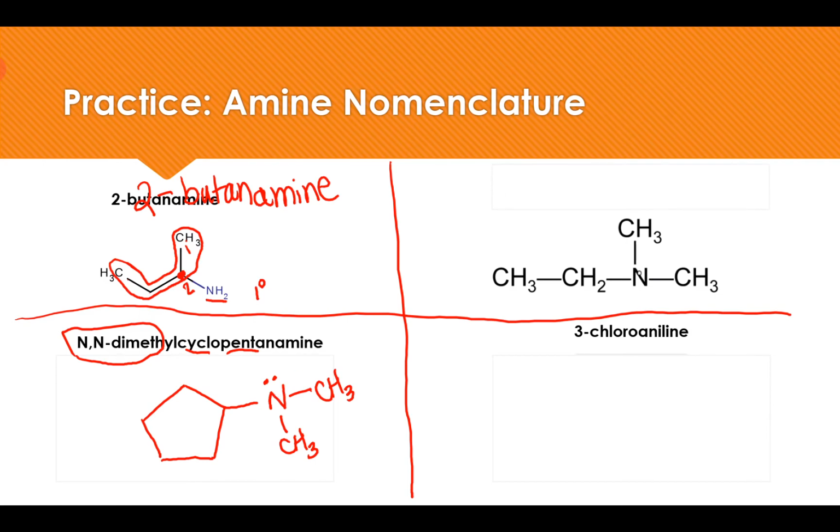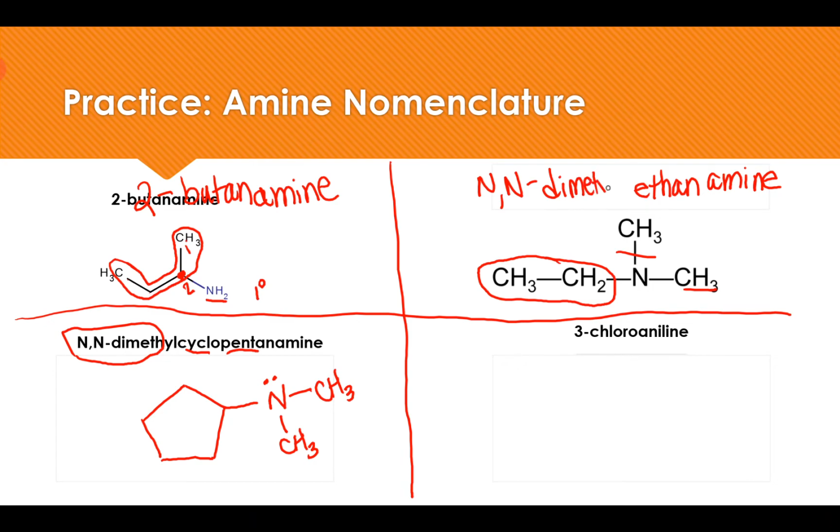Now let's talk about this molecule over here. What would this be named? Well, we have to find our longest chain so that we can get our parent chain. This is the longest chain that has 2 carbons, and so that is ethanamine. And then the other 2 carbon chains are methyl groups. And so that is N,N-dimethyl ethanamine.